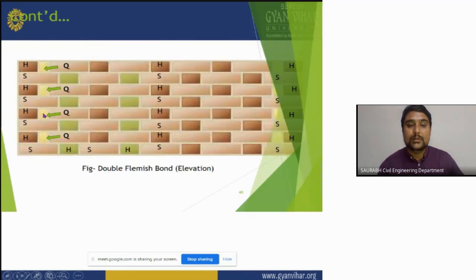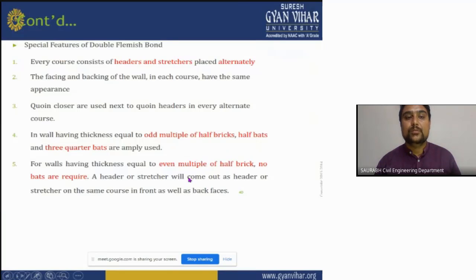Now this is the double Flemish bond. As you can see, this is your header, that is your header closer, and that will be your stretcher, header, and that is the elevation of double Flemish bond.